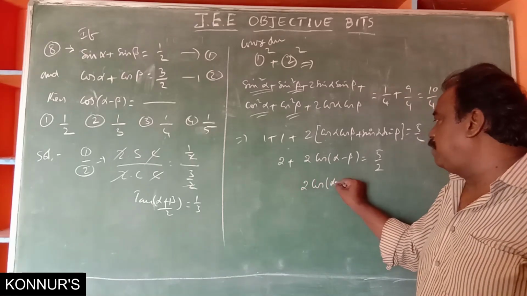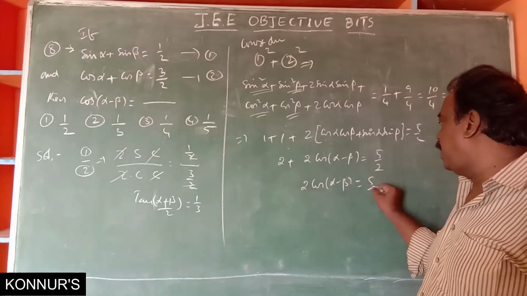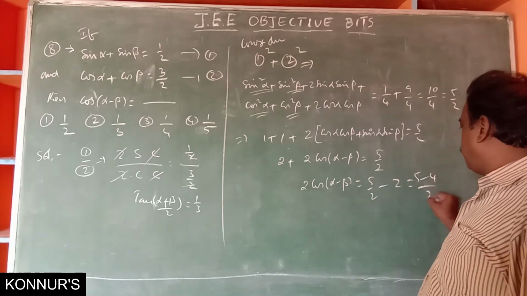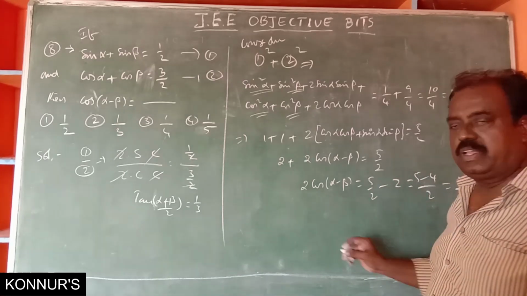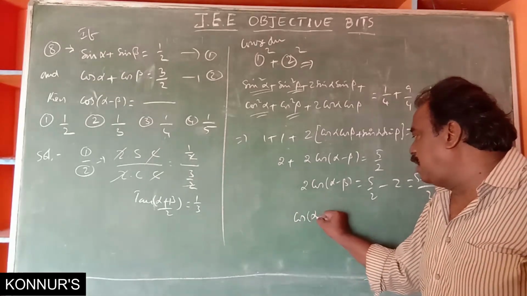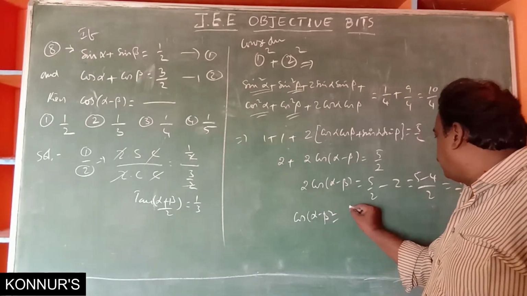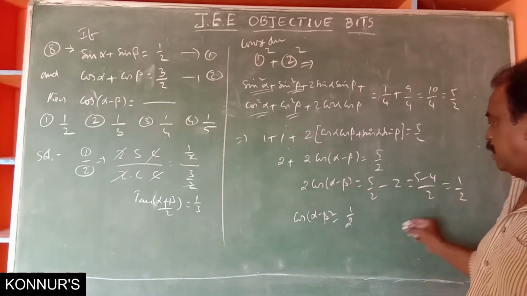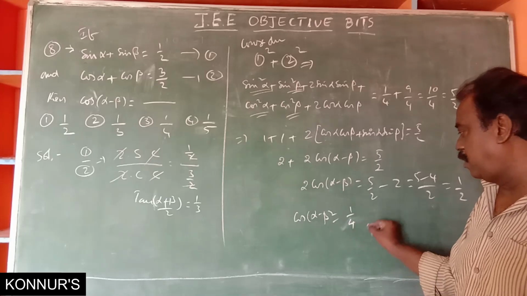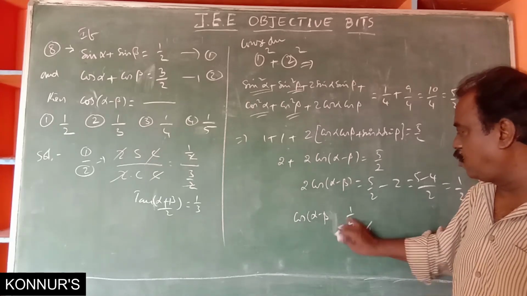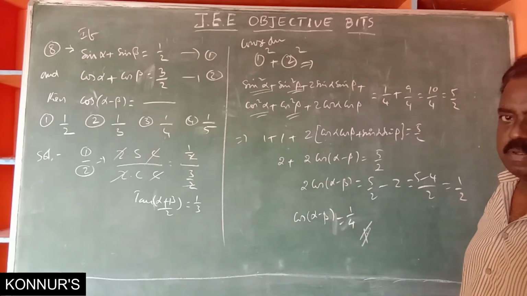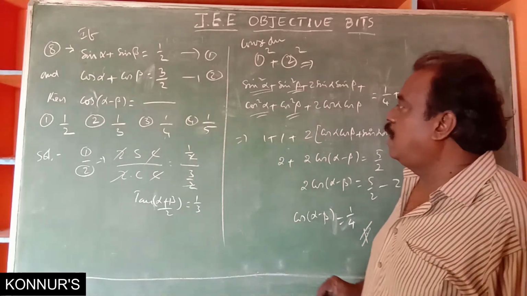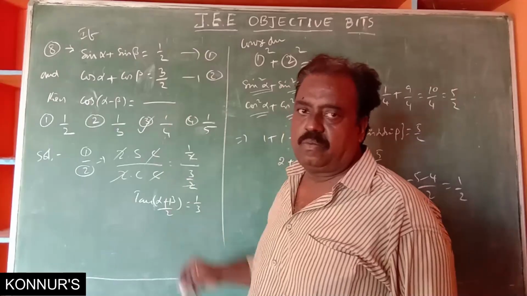So 2 cos of alpha minus beta is equal to 5 by 2 minus 2. This 5 minus 4 by 2 is 1 by 2. All agree? So cos of alpha minus beta is already 1 by 2 there, divided by 2 again, it is 1 by 4. So the answer is cos of alpha minus beta is 1 by 4. Okay? So the option is the third option. Okay?